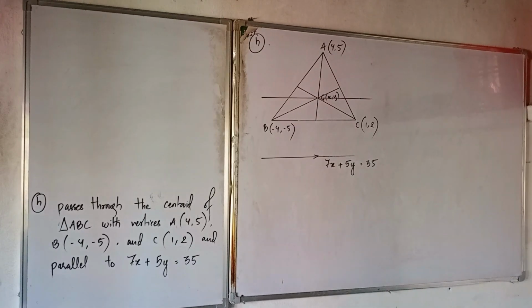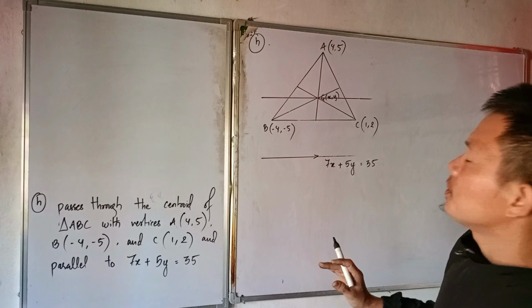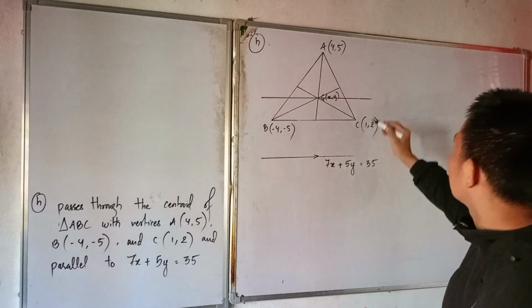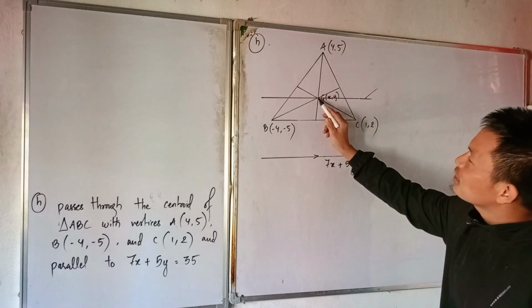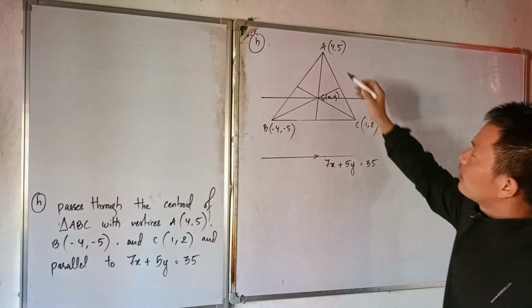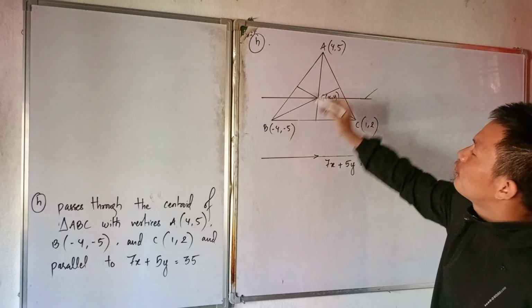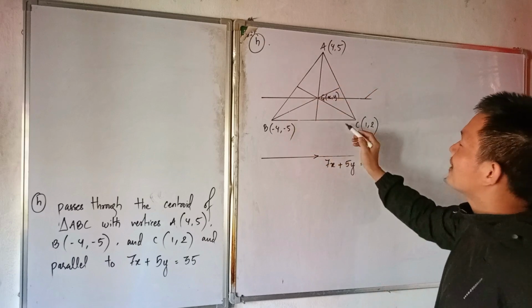Okay, this one will be the last question for today's video. Number 8: in the question, you have to find the equation of this line, which passes through the centroid of this triangle, with vertices A, B, and C. The vertices of A, B, and C are given.